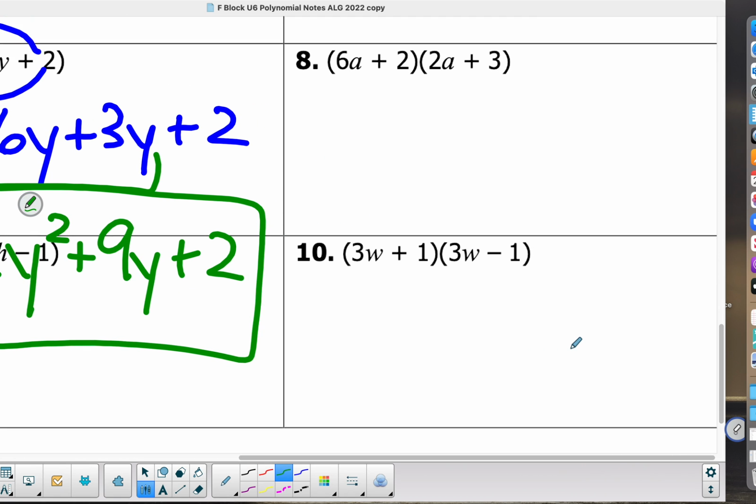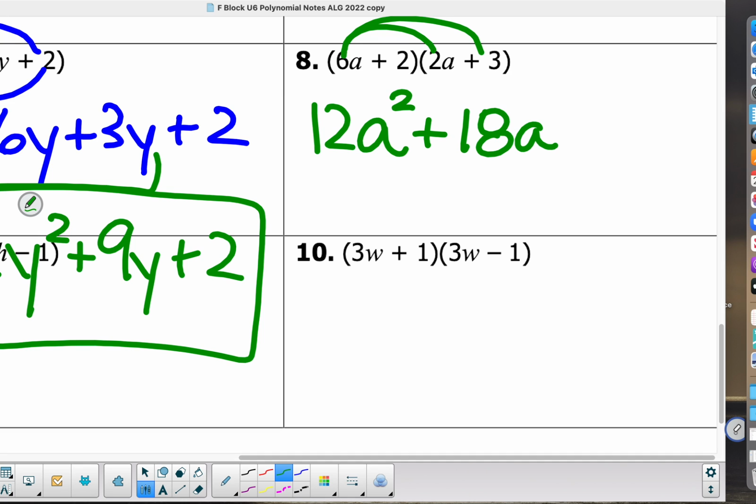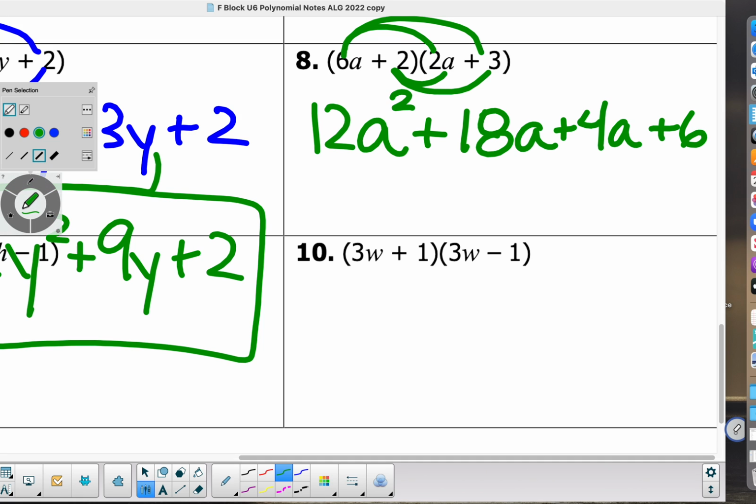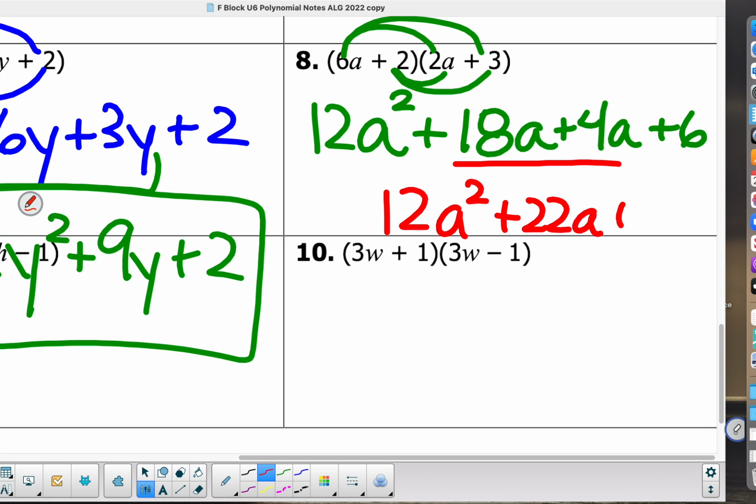And let's do a few more on the video, and I think I may want to stop the video and let you just practice and get good at this. So number 8, 6 times 2 gives me the 12, and then a times a, 12a squared. And then distributing the 6a to the 3, and then move back to the center, do the same thing with the 2, and then 2 times 3 is 6. And then once again, you've created the pair of like terms in the center. Combine your like terms. And you've got your quadratic trinomial.